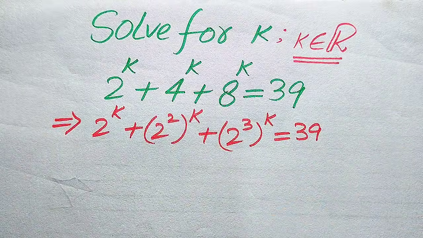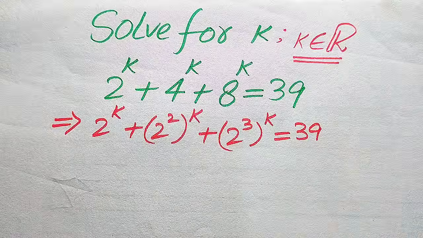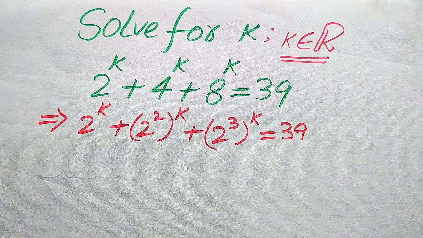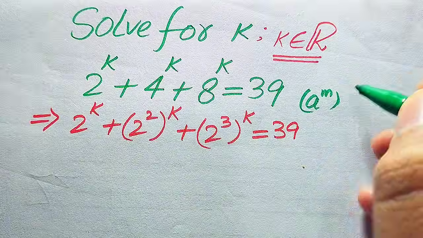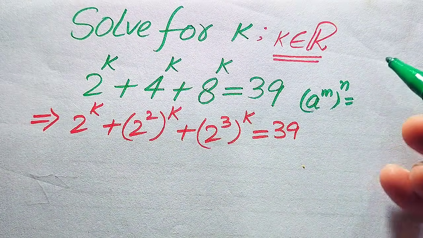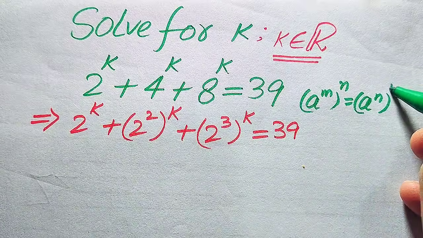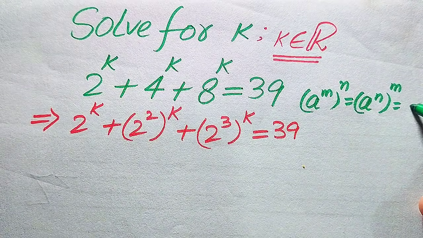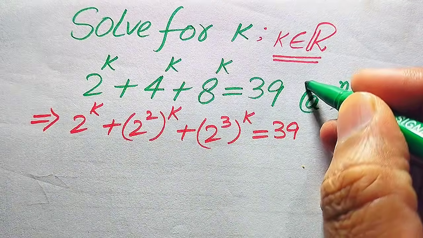And further in the next step we use here the nice exponential law. You know about that. If we have a to the power of m to the power of n is equal to, here we just need to interchange these two exponents, and when we interchange these two exponents it does not affect our final answer, and it is equal to a to the power of m multiplied by n.